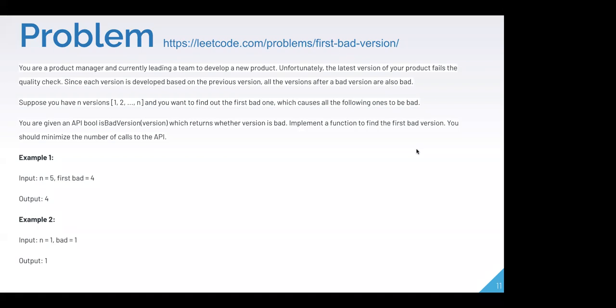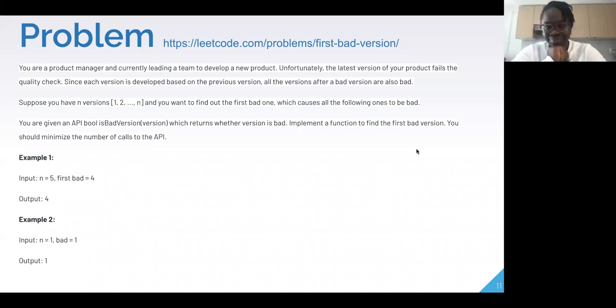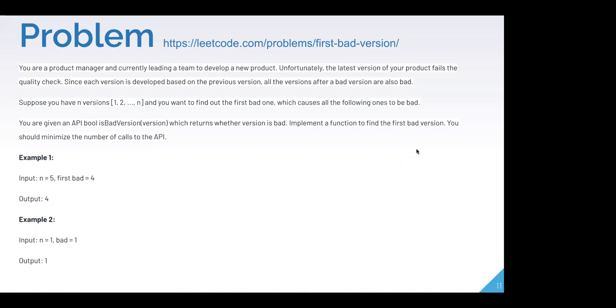So if we have n versions given to us, and we want to find out the first bad version, which causes all the following ones to be bad. We are also provided with an isBadVersion Boolean function, which returns whether a version is bad or not. The goal of the problem is to implement a function that will find the first bad version. And it says we should minimize the number of calls to the API. So basically, what we are asked to do is to find the first bad version using the function provided for us to check if a version is bad or not.